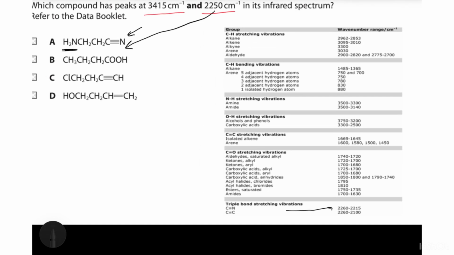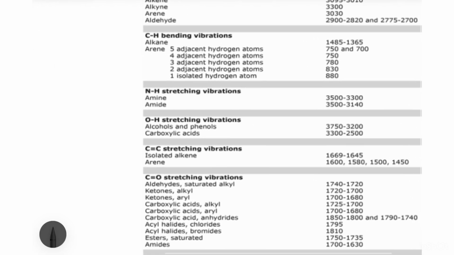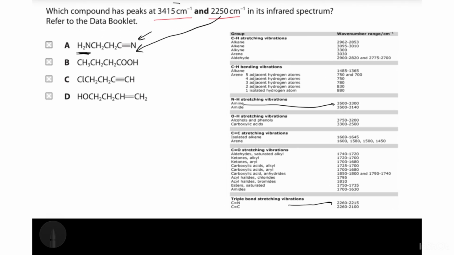And we have an NH2. Where do we have an NH? The NH appears as a medium peak, and it has a frequency of 3,500 and something. So this one here belongs to the same range in here. So the answer definitely and obviously is A.